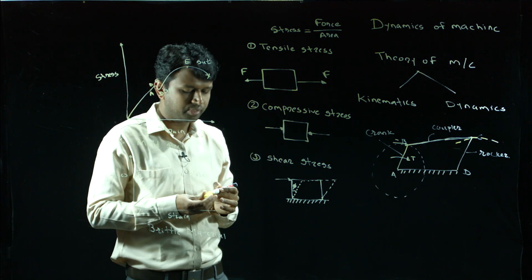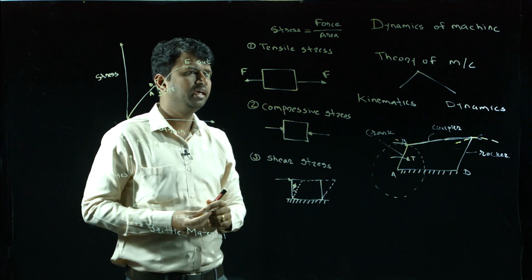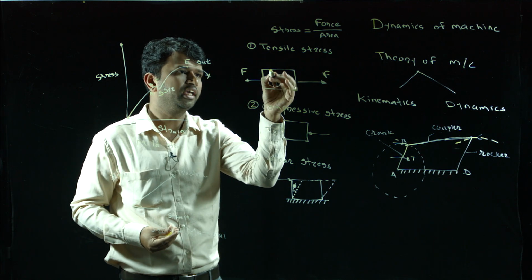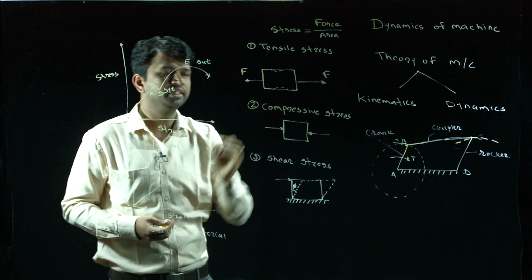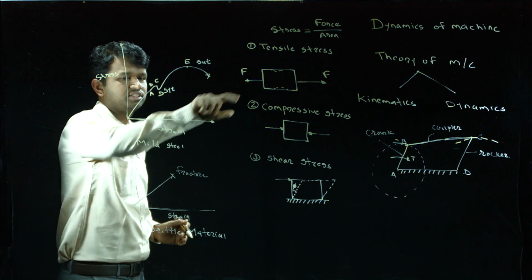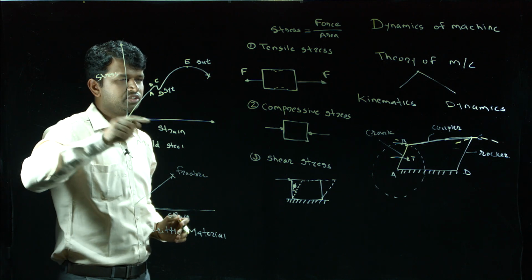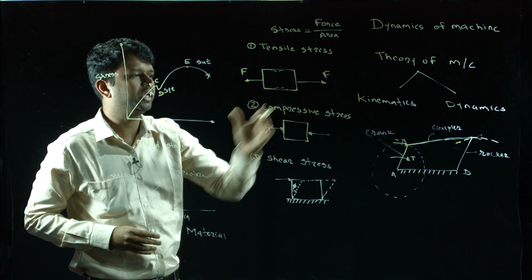Suppose I am applying a force over this component. First of all, there will be yielding, that means there will be a reduction in area. So at this point neck formation will be there. That is why this material is ductile in nature, so it will not break immediately after the application of force.